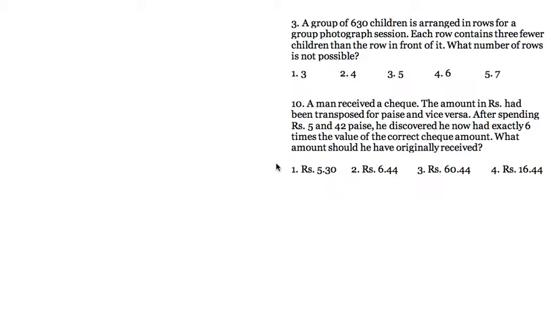So let's look at two very interesting questions from the CAT. The first one has a group of 630 children who have been seated in rows for a group photograph session. Each row contains three fewer children than the row in front of it. Now, if I had to solve this with equations, I would have an equation in two variables, right?